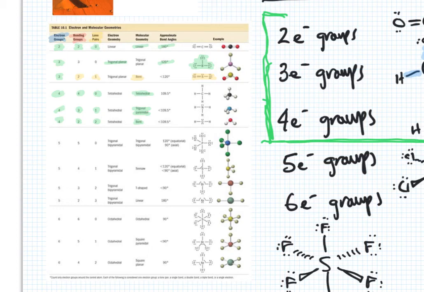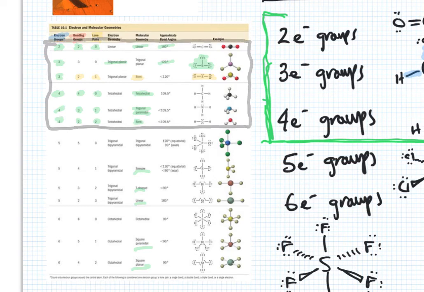Now, if you look down at the 5 and 6, there's more possibilities. I am not going to expect you to know seesaw, T-shaped, linear, square pyramidal, square planar, all these ones down here. There could be a question on the final exam, and if you want to get one question right that you wouldn't have otherwise gotten right, you can memorize these, but these are not super important to me. What is important is that organic molecules fall into one of these 3 categories, so you definitely need to know those.